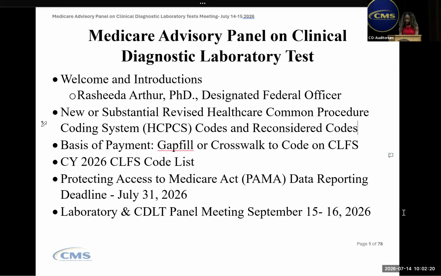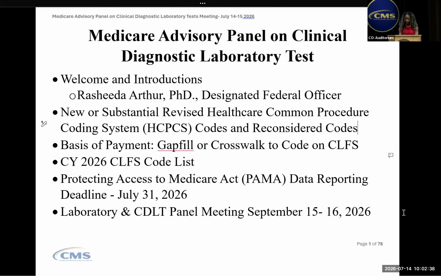The Protecting Access to Medicare Act data reporting period ends on July 31st, and we'd like to remind applicable laboratories to please submit your applicable information by that deadline. Please refer to the CMS website for more details.